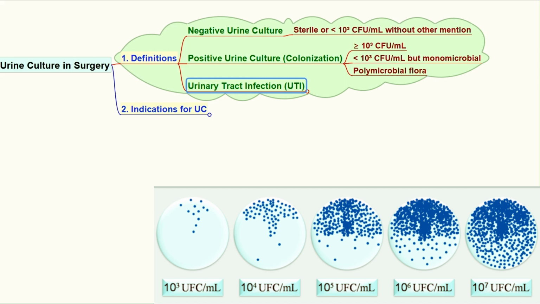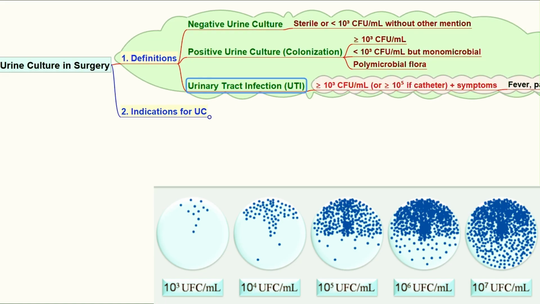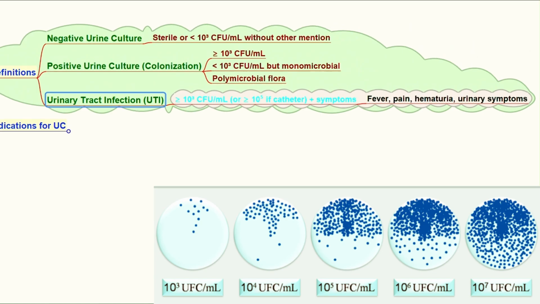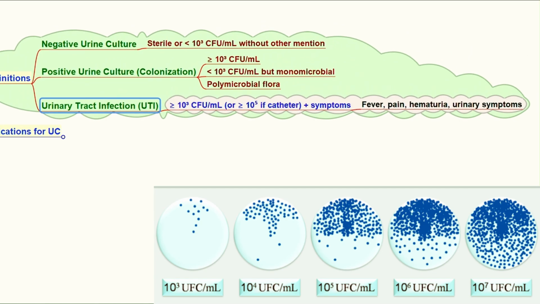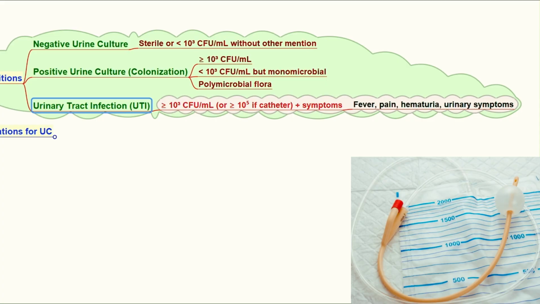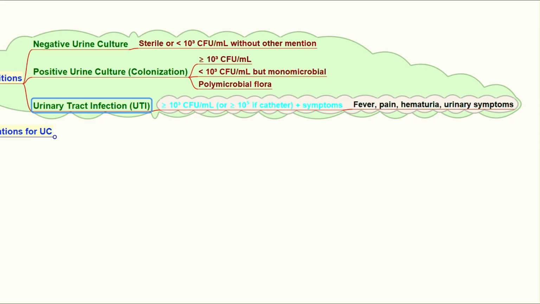We talk about UTI if 1000 CFU per milliliter or more with symptoms, or more than 100,000 CFU if the patient has a catheter. Symptoms include fever, pain, hematuria, or other urinary symptoms. So the presence of symptoms is essential for the definition of a UTI. Asymptomatic bacteriuria, regardless of the bacterial count, is classified as colonization, not infection.